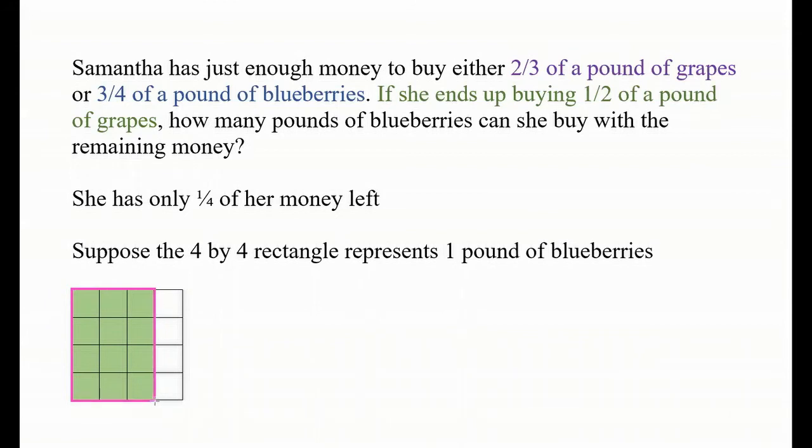Now, from the previous slide, we can conclude she only has a quarter of her money. Originally, she had enough money to buy 3/4 of a pound of blueberries, but now she only has a quarter, so she can only buy this much. Okay, and that she can only buy a quarter of what she originally could have purchased. Originally, she could have purchased all of this. Now, she has enough money to buy only this much.